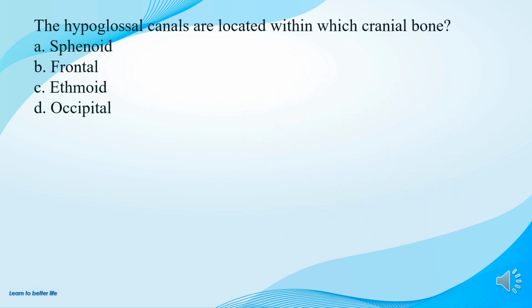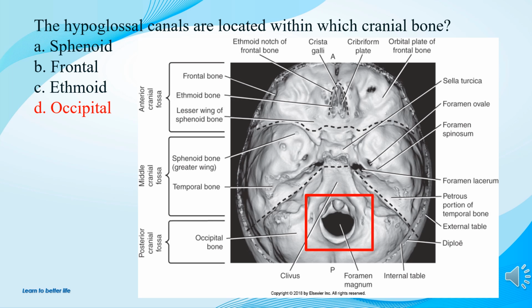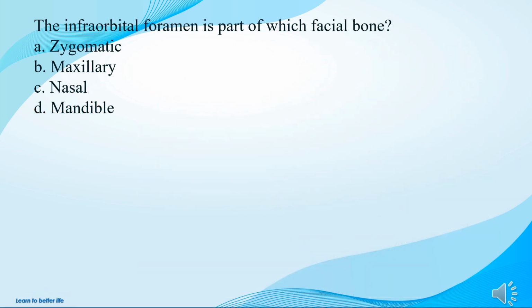The hypoglossal canals are located within which cranial bone? A. Sphenoid. B. Frontal. C. Ethmoid. D. Occipital. The answer is D. Occipital. Because it goes through the foramen magnum, located at the anterior lateral margin of the foramen magnum is the hypoglossal canal.